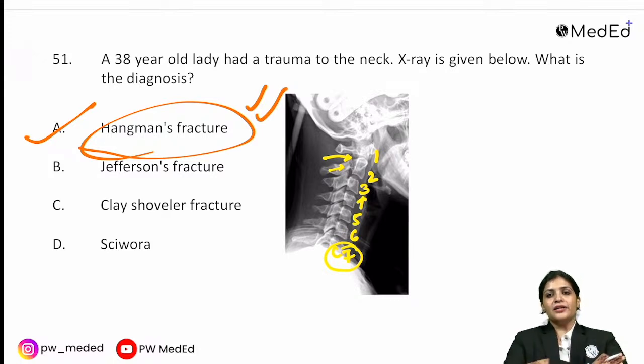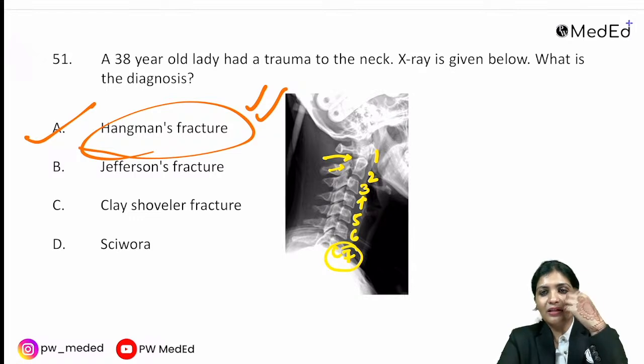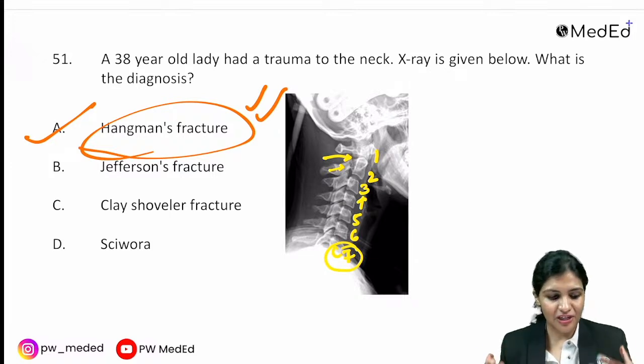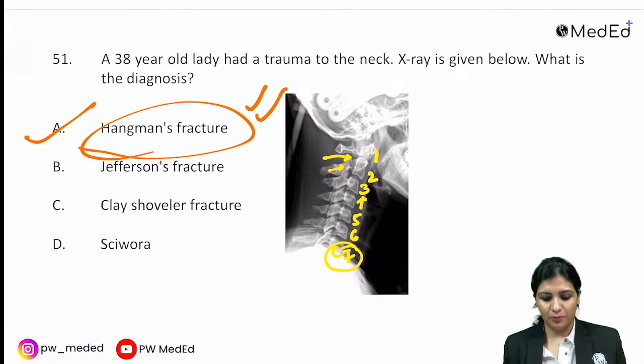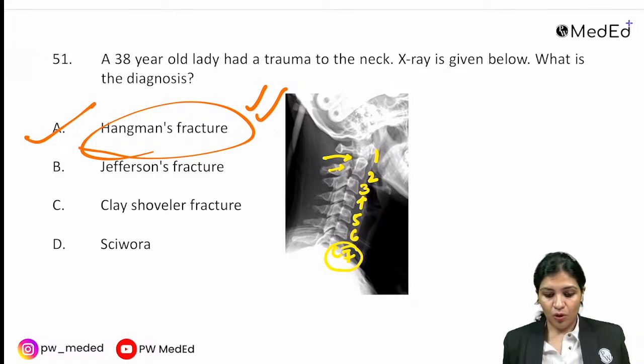And chance fracture is the seat belt injury. So a chance fracture you can see anywhere, not only in C1 or C2. You usually see it in the vertebral column where the seat belt is present, and this is a flexion-distraction type of injury to the vertebral column. That is your chance fracture, right? So that is the answer for this.